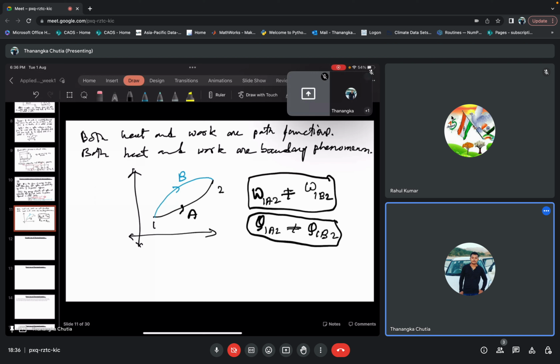The second thing is that both heat and work are boundary phenomena. This means you have to calculate how much heat is crossing the boundary, or how much work is done at the boundary by the system or on the system. These are the two things you need to keep in mind while calculating heat and work.